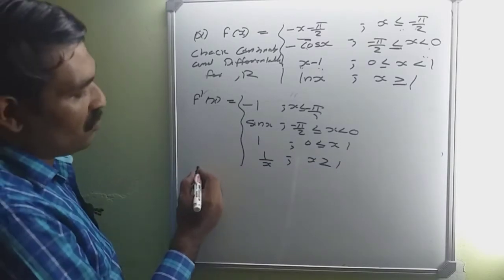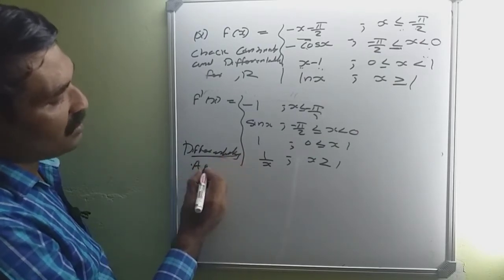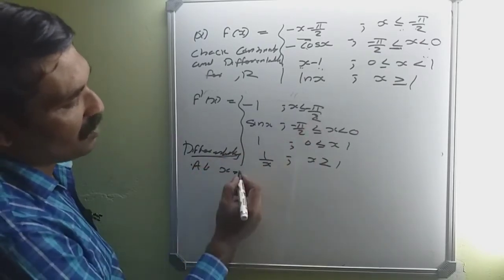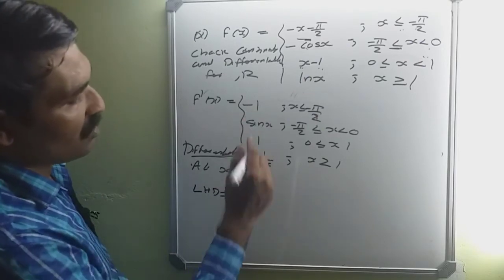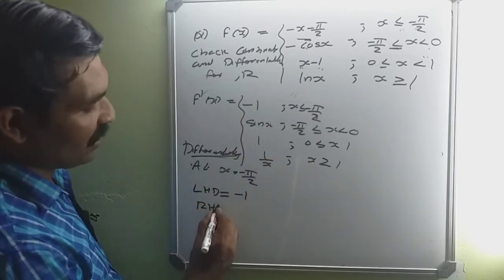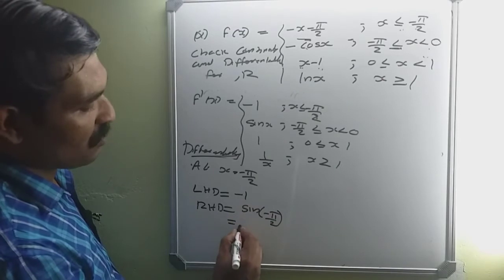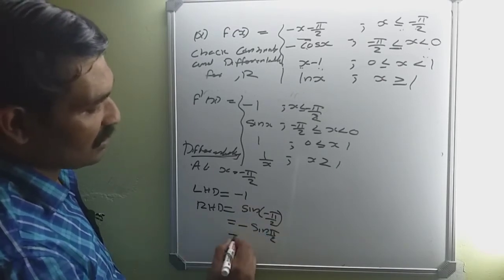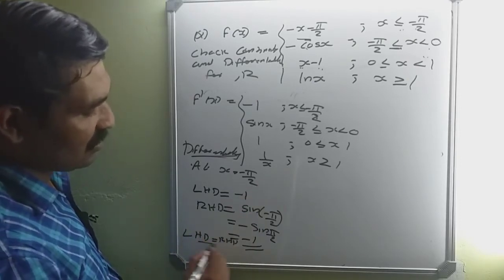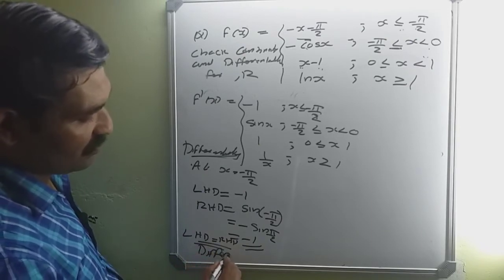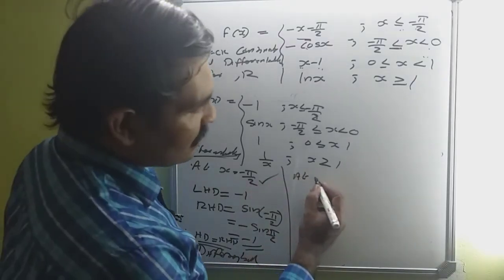Okay. Now checking the differentiability. At x is equal to minus pi by 2, the left hand derivative is equal to minus 1. The right hand derivative is equal to sine of minus pi by 2, which is minus sine pi by 2, that is equal to minus 1. LHD is equal to RHD. This implies it is differentiable at x is equal to minus pi by 2.